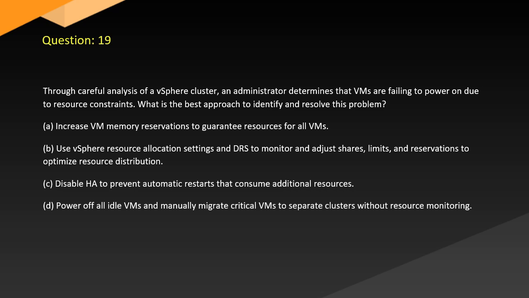Question 19. Through careful analysis of a vSphere cluster, an administrator determines that VMs are failing to power on due to resource constraints. What is the best approach to identify and resolve this problem? A. Increase VM memory reservations to guarantee resources for all VMs. B. Use vSphere resource allocation settings and DRS to monitor and adjust shares, limits, and reservations to optimize resource distribution. C. Disable HA to prevent automatic restarts that consume additional resources. D. Power off idle VMs and manually migrate critical VMs to separate clusters without resource monitoring.